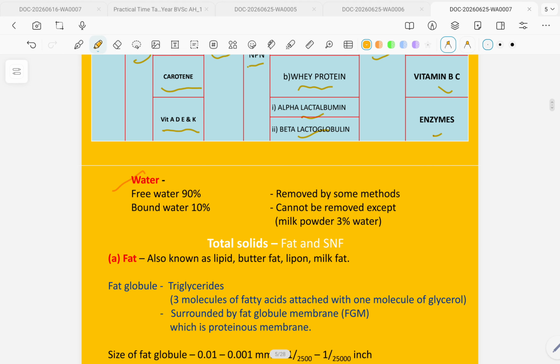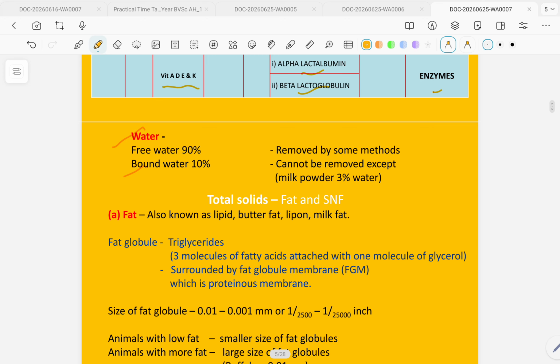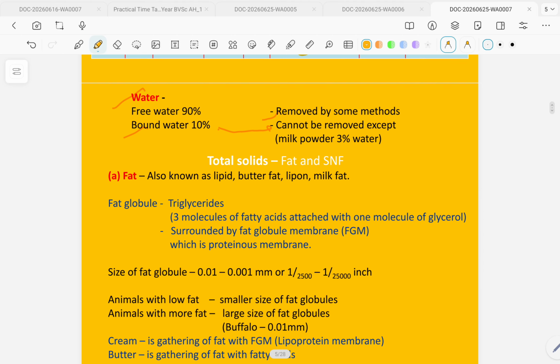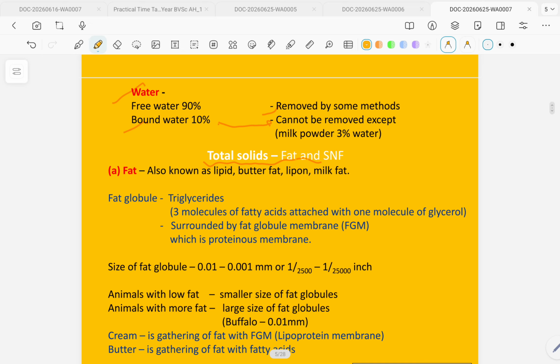Water: free water 90%, bound water 10%. Free water can be removed by some methods. Bound water, 10%, cannot be removed, so even milk powder retains 3% water. Total solids are fat and SNF.